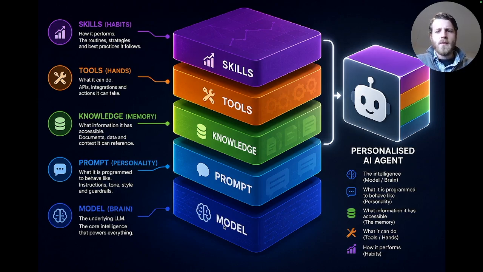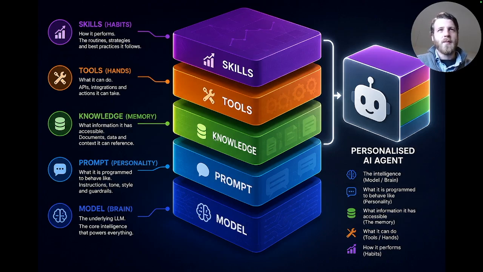Well, the model, the large language model, Qwen, Llama, Mistral, Nemotron, Sonnet 4.5 from Anthropic, GPT-5 from OpenAI, they are large language models. They're essentially the brain, the underlying LLM, the core intelligence that powers everything. What sits on top of that is the prompt. You'll often hear about prompts talked about. This is almost the personality, what it's programmed to behave like, instructions, tones, styles, and guardrails. Okay, so the base layer is the model, the brain. What sits on top of that is the personality.